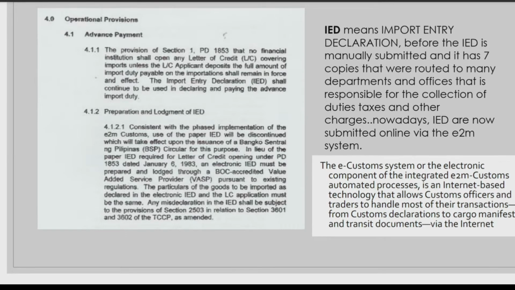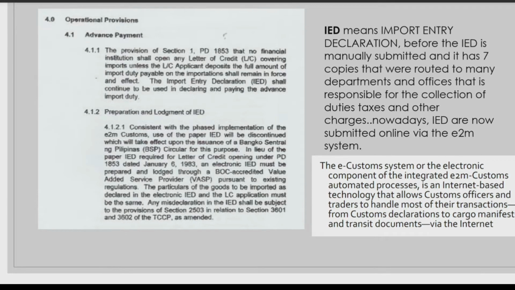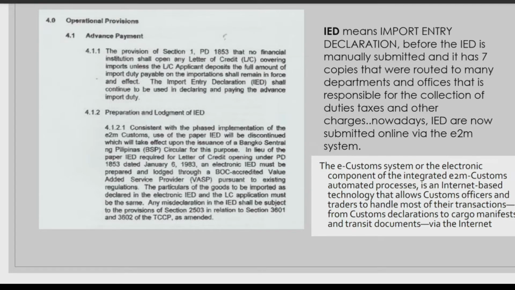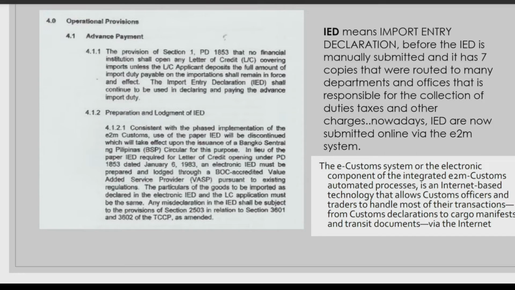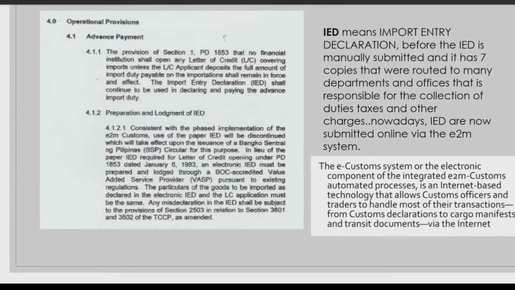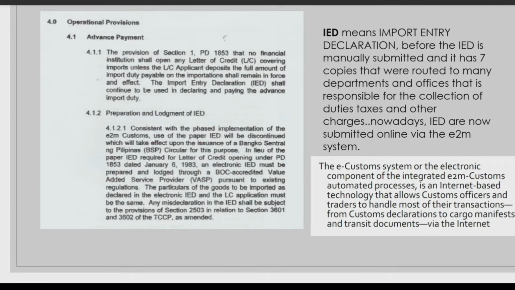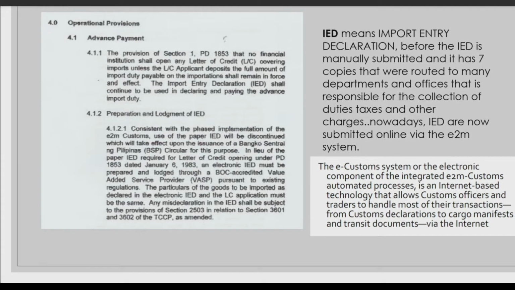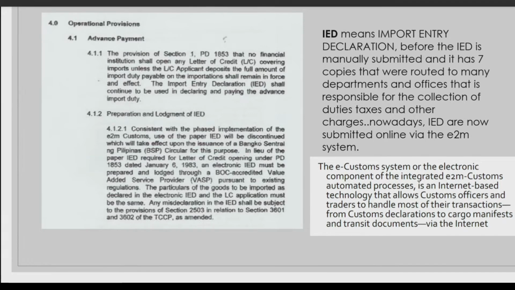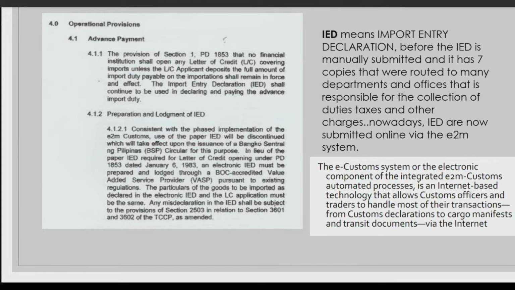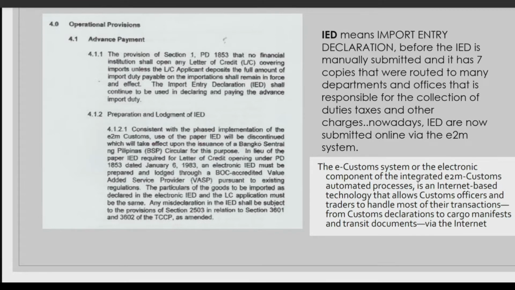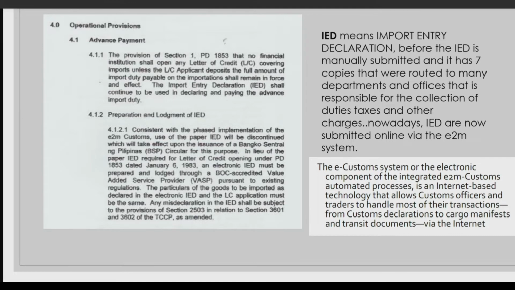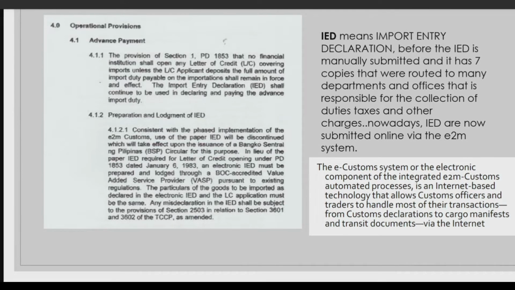So before, the IED is manually submitted and it has 7 copies that were routed to many departments and offices that are responsible for the collection of duties, taxes, and other charges. But nowadays, IEDs are now submitted online via the E2M system. So the E2M system or the e-Custom system or the electronic component of the integrated E2M customs automated processes is an internet-based technology that allows customs officers and traders to handle most of their transactions, from customs declarations to cargo manifests and transit documents, via the internet.